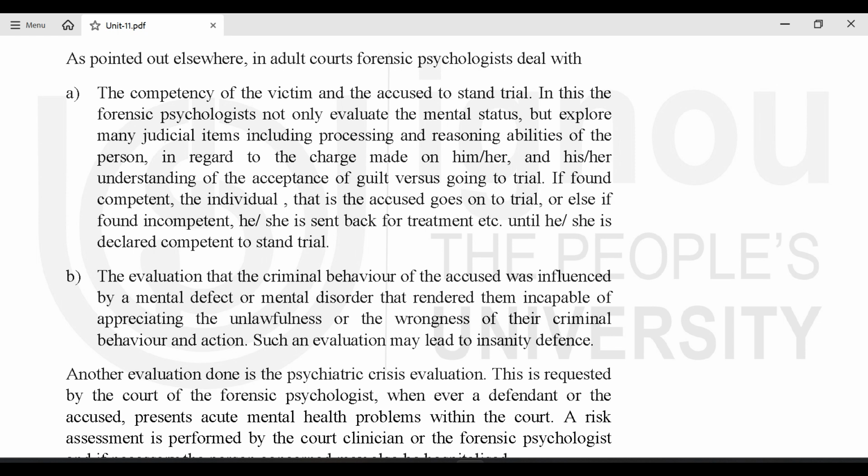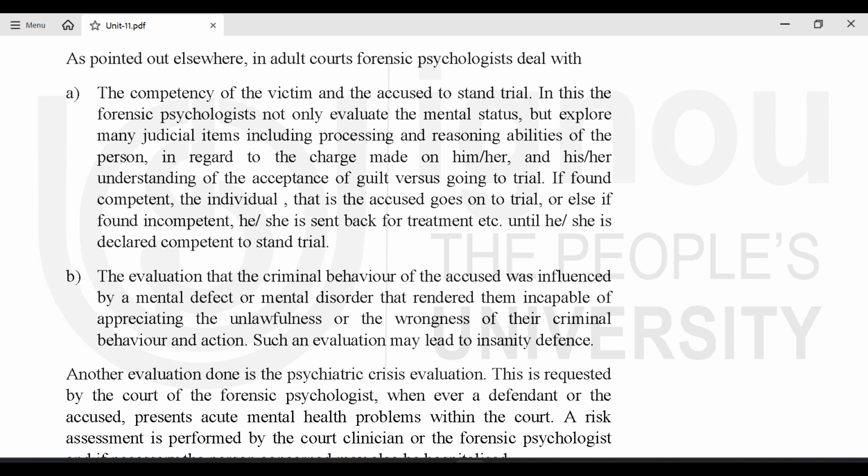b. The evaluation that the criminal behavior of the accused was influenced by a mental defect or mental disorder that rendered them incapable of appreciating the unlawfulness or the wrongness of their criminal behavior and action. Such an evaluation may lead to insanity defense.